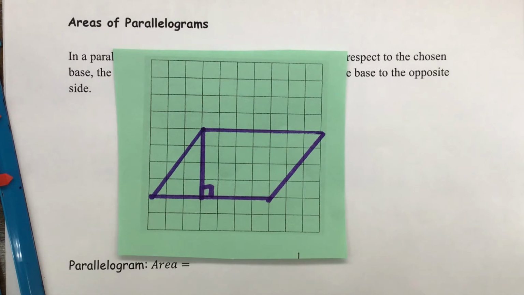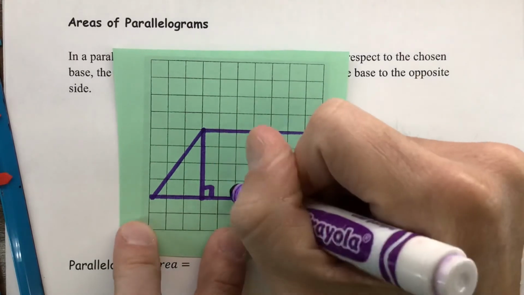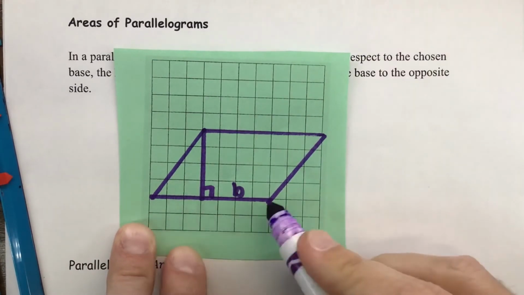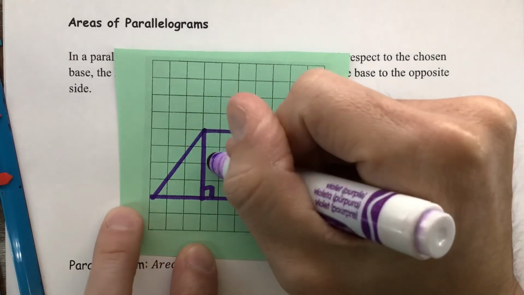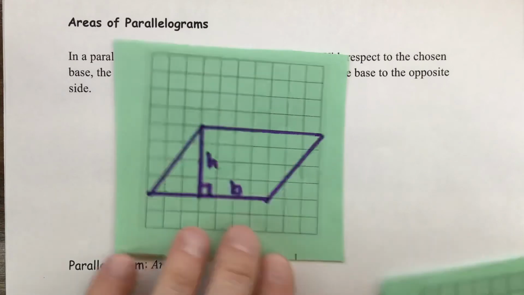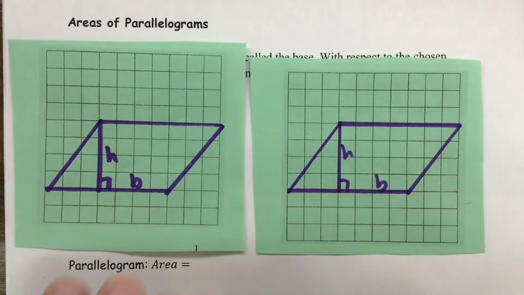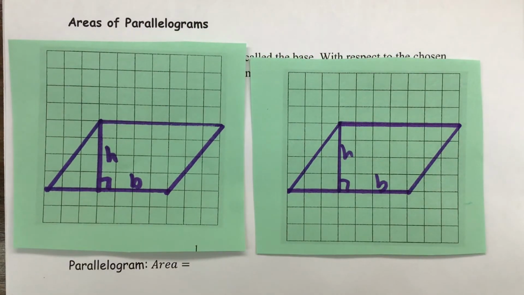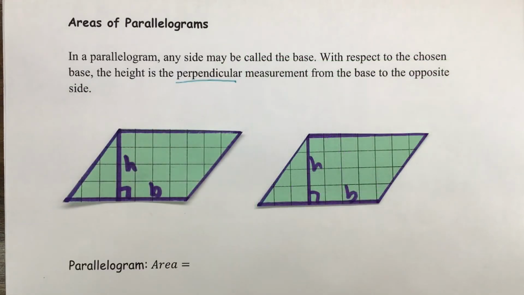All right, but what we really need to do here is figure out what the actual formula is. We do have a base. Let's put a B there to represent the base, and that's all the way across. You also have a height. In addition to that picture, I have a second picture of that parallelogram. And what I'm going to do next is cut them out. All right, so here they are cut out.